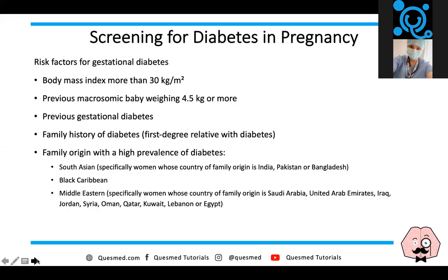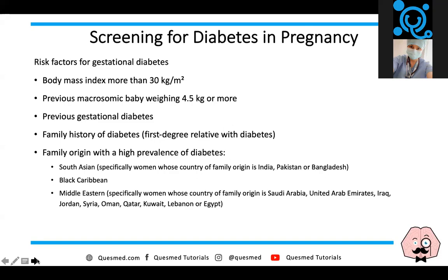So who do we screen for diabetes? Well, there's a list of risk factors for gestational diabetes. These are a BMI of more than 30, a history of having a big baby weighing more than 4.5 kilograms, a family history of diabetes, and that means a first degree relative with diabetes, so parent or sibling, or if you come from a family origin with a high prevalence of diabetes, and these include people from South Asia, people from the Caribbean, and people from the Middle East.